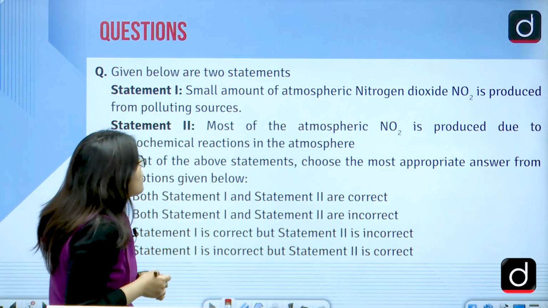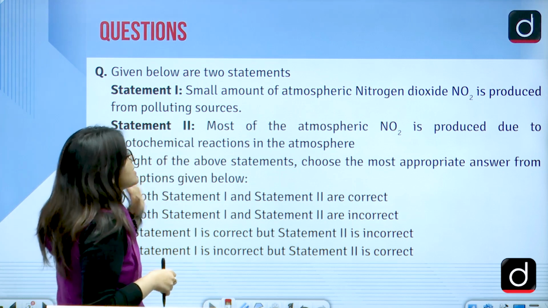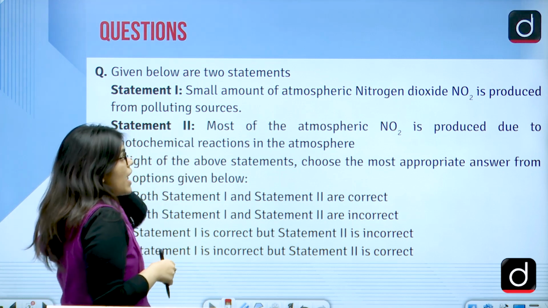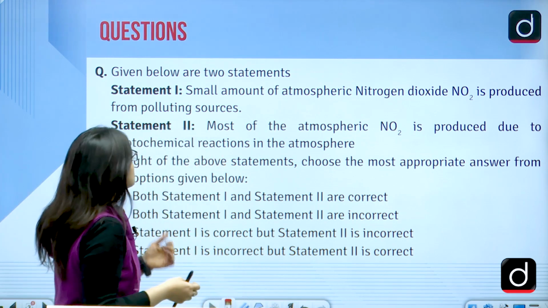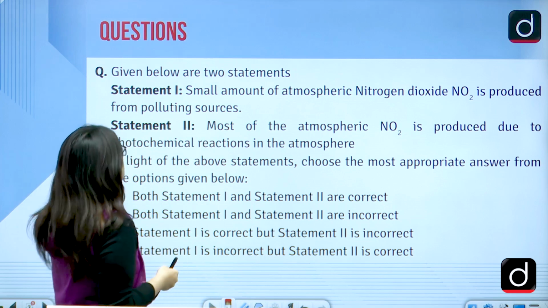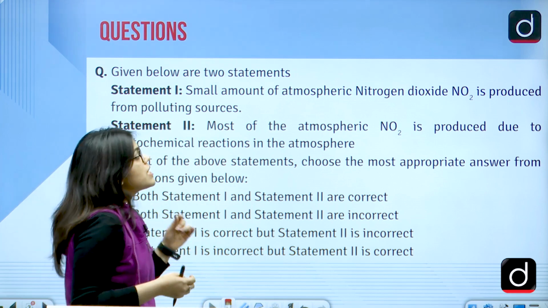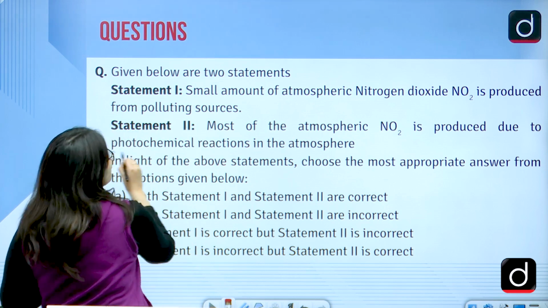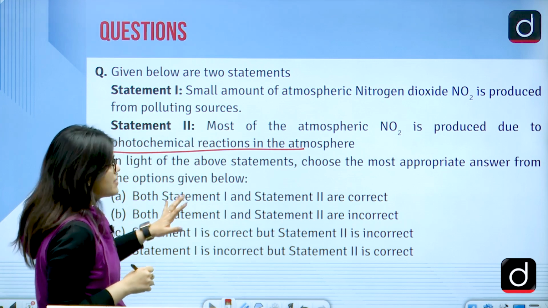Given below are two statements. The first statement says that a small amount of the atmospheric nitrogen dioxide, that is NO2, is produced from the polluting sources. Statement 2 says that most of the atmospheric NO2 is produced due to the photochemical reactions in the atmosphere. Which is the correct statement?